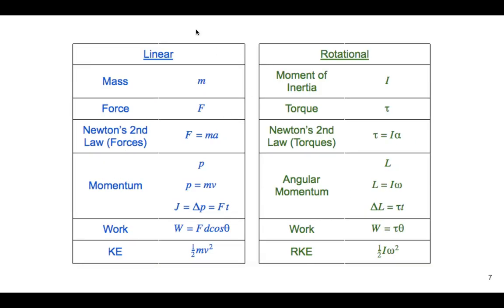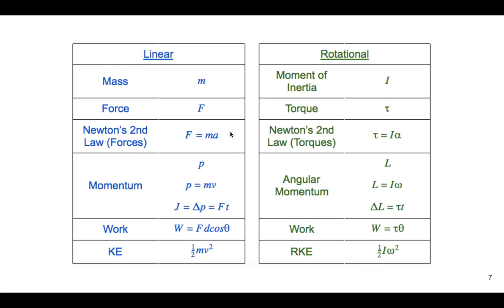So keeping with the idea, for all the linear quantities, there is a rotational cousin. The cousin of mass is this weird idea called moment of inertia, which is a capital letter I. We won't do a whole lot with that. The cousin of force is torque, which is designated by a lowercase Greek letter tau. This is a lowercase Greek t for torque.